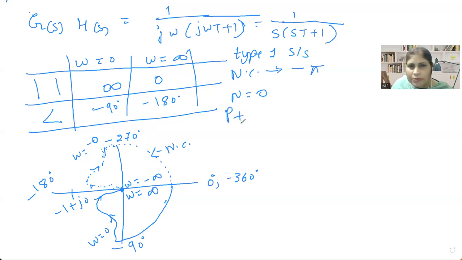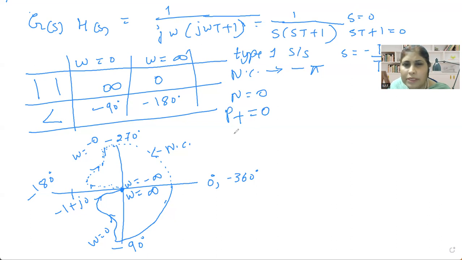Now P is the number of poles present on the right hand side of the S plane for G(s)H(s). Poles are the roots of the denominator of G(s)H(s). So here the poles are at S equal to 0, and for ST plus 1 equal to 0, the value of S is minus 1 upon T. So poles are present at S equal to 0 and at S equal to minus 1 by T. The poles are not present on the right hand side of the S plane, so P is also equal to 0.